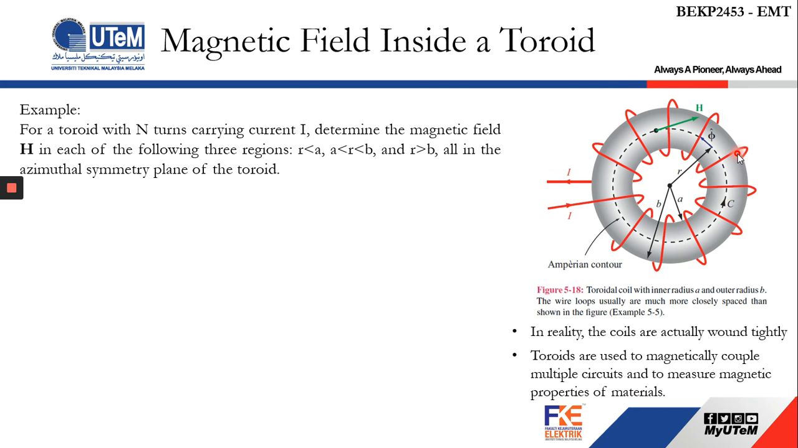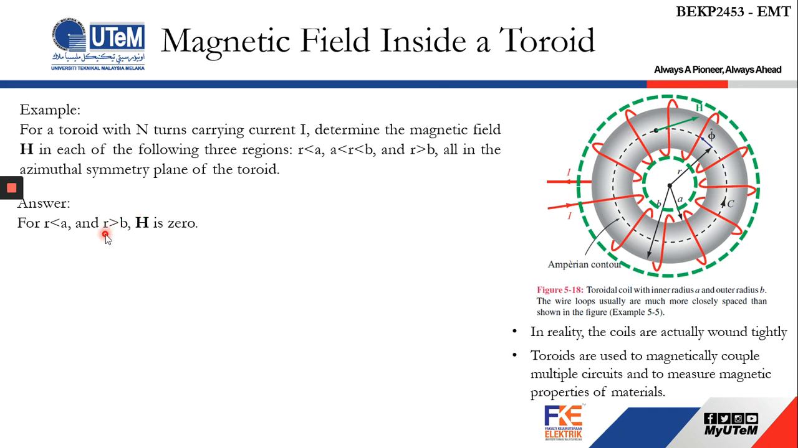Right, so how do we solve this kind of problem? Let's look at the simple part first. Anything inside the toroid hole or outside the toroid, the magnetic field is going to be zero. Why? For the internal region, the distance inside the hole, there will be no magnetic field because there is no current or flux flowing inside it. That's why H is zero.